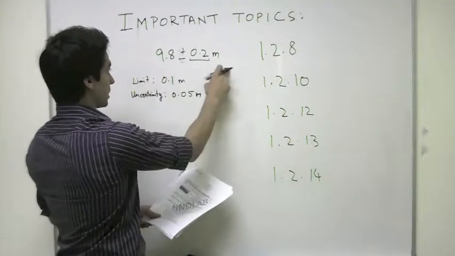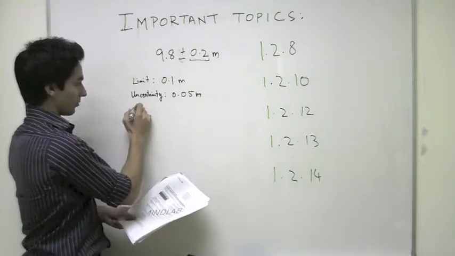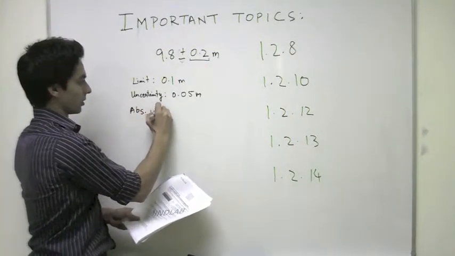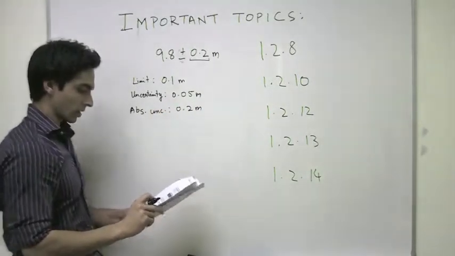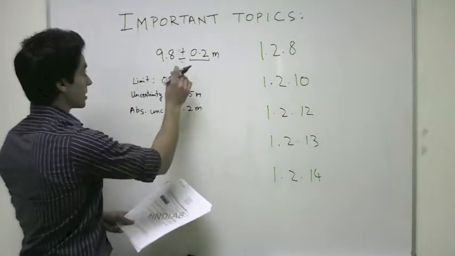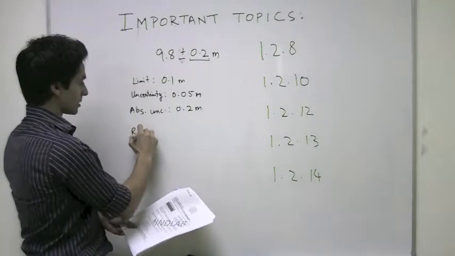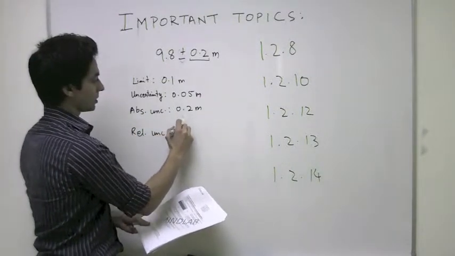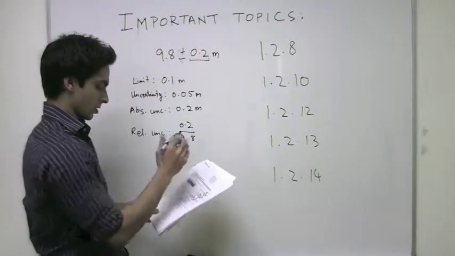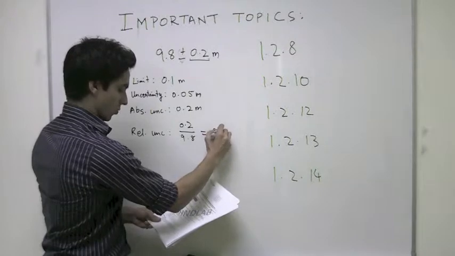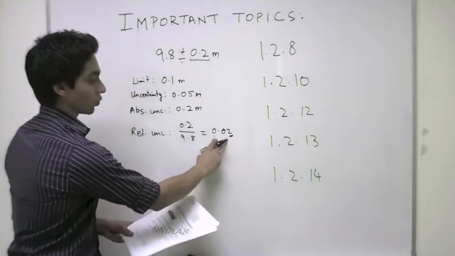But from this reading, we know that the uncertainty is actually 0.2 meters. So therefore, the absolute uncertainty is going to be 0.2 meters. Now, the relative uncertainty is the absolute uncertainty divided by the value itself. So the relative uncertainty will be 0.2 divided by 9.8, which is 0.02. Notice that again we've written the uncertainty to one significant figure.